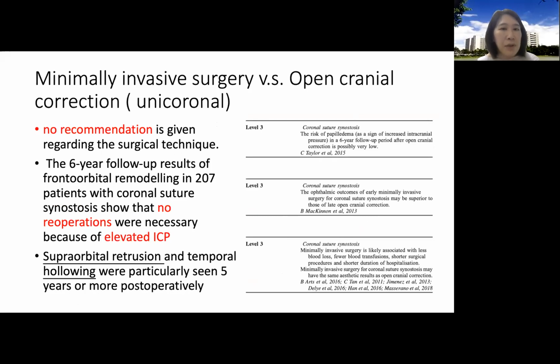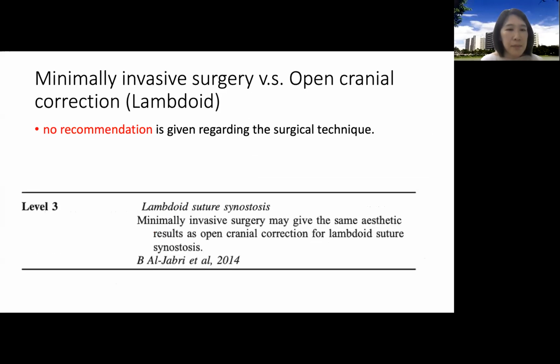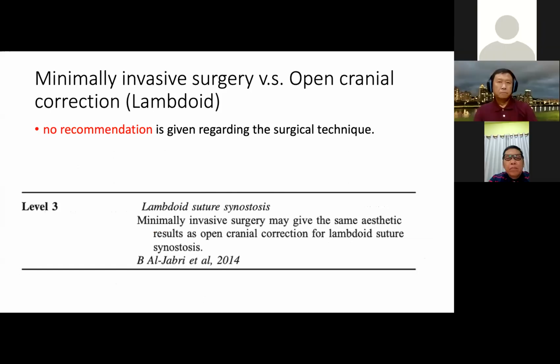There's a review of 207 patients with a 6-year follow-up. There were no reoperation cases because of elevated intracranial pressure. However, if you do an open approach like a bicoronal incision and open cranial vault surgery, they still have the problem of temporal hollowing and supraorbital retrusion. For the lambdoid, there's also no recommendation for the surgical technique.